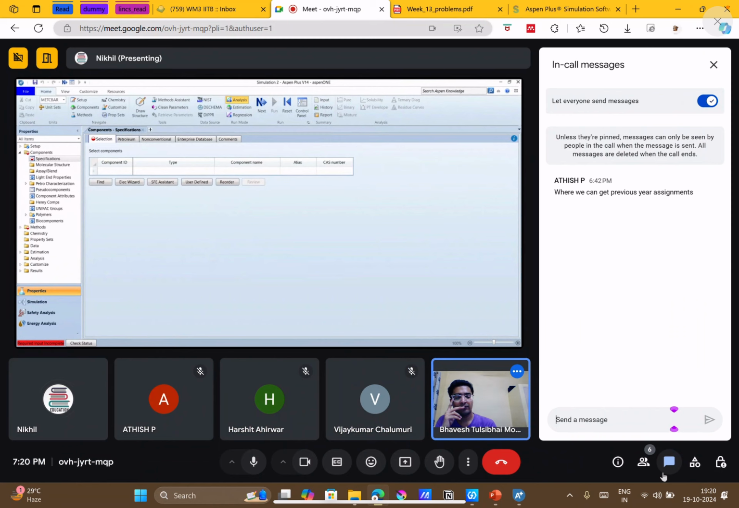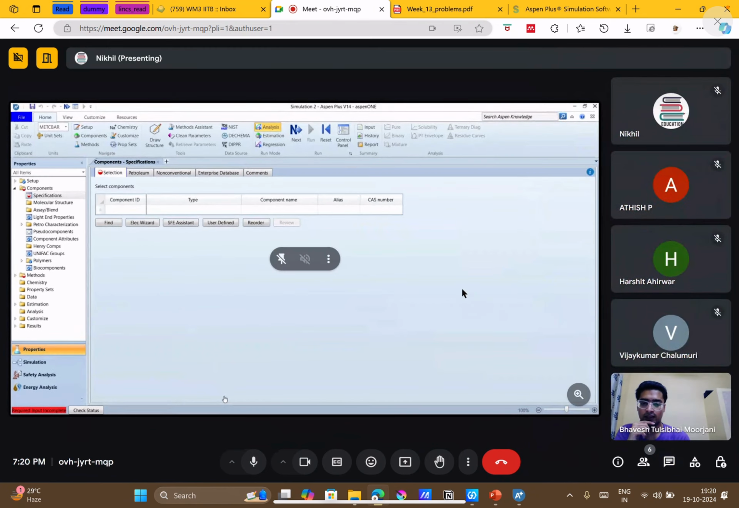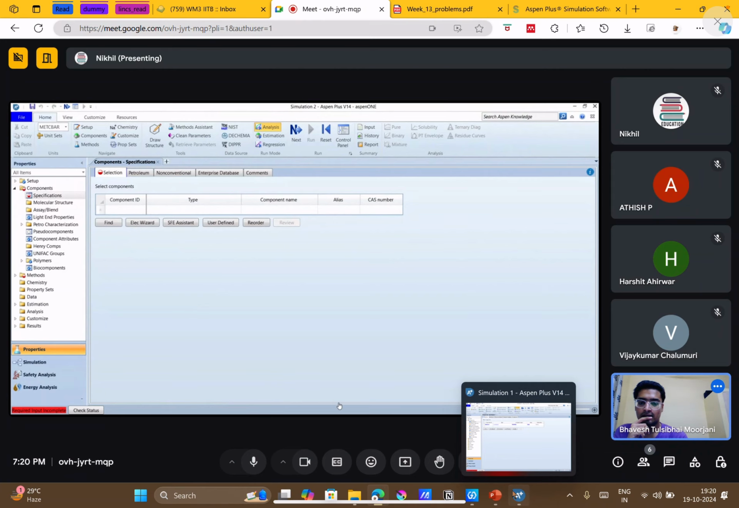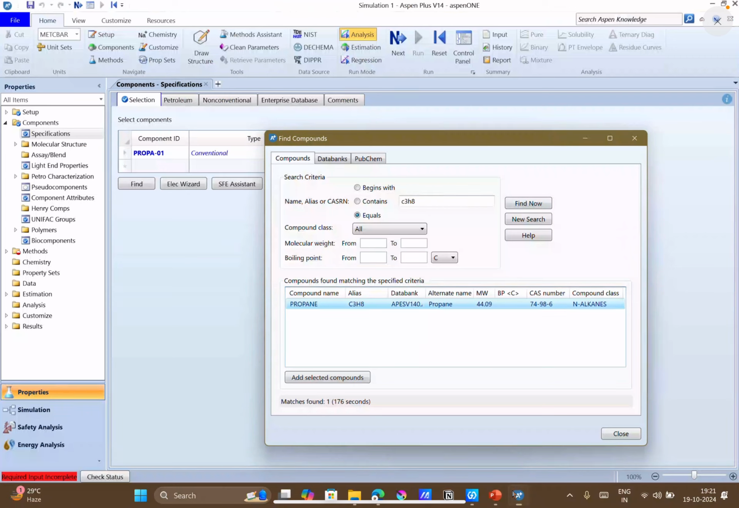Where can we get previous year assignment? Atish, for previous year assignment, I have access to previous year assignments through NPTEL, and Nikhil might have enrolled in the previous year part, so that's why he has access to that assignment. Nikhil, share your entire screen, stop screen sharing once and share again, because I cannot see the other part.